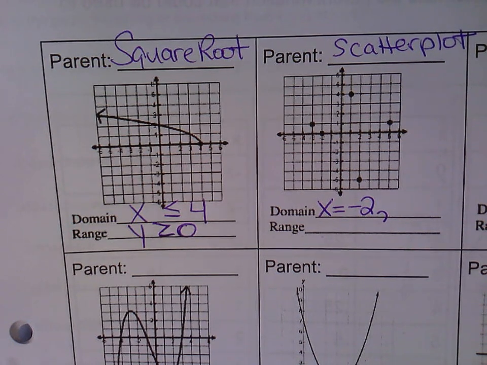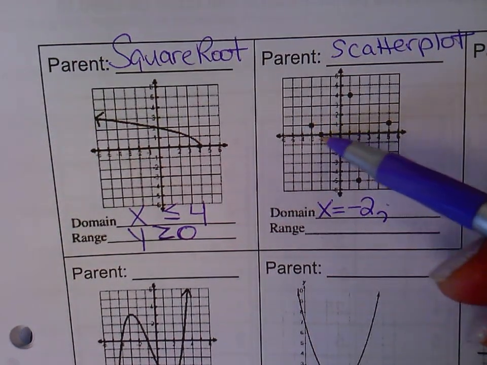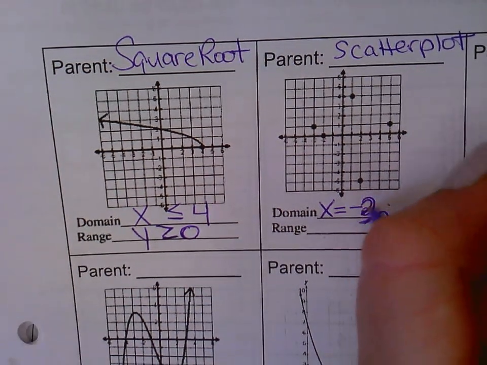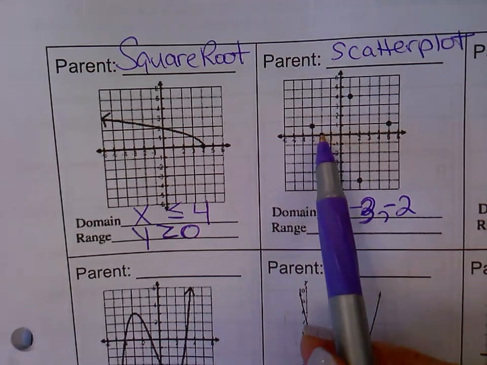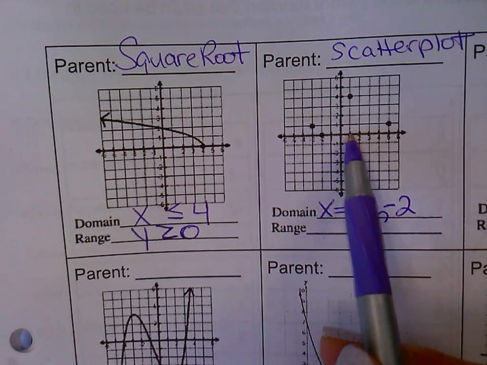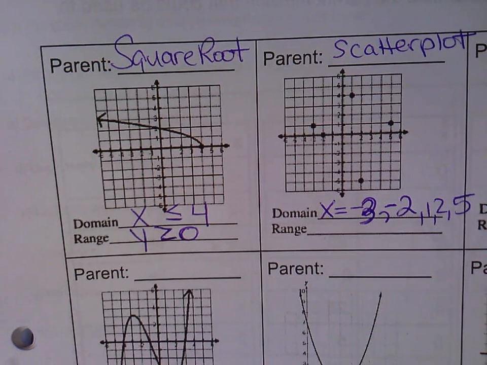So -2. Oh, sorry, that's actually -3, isn't it? Oh, so I should have started at -3. I just misread my graph. Then -2. Isn't that -3 and that's -2? Yeah, you're right. Okay. Then this is +1, +2, and +5. So I have 5 points. Each of my points refers to one x value and one y value. Domain is only the x values. So this guy's x coordinate is -3, then -2, then 1, then 2, and then 5.